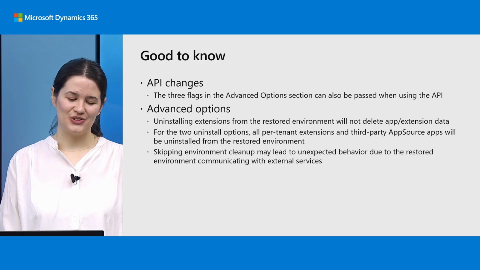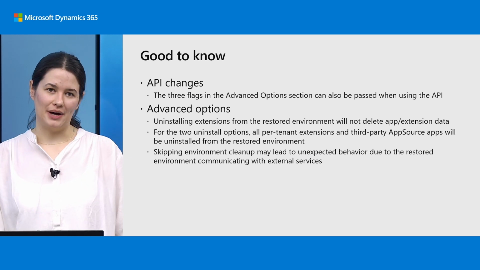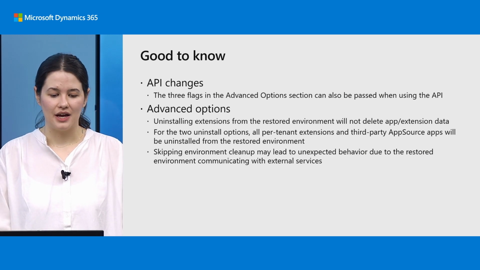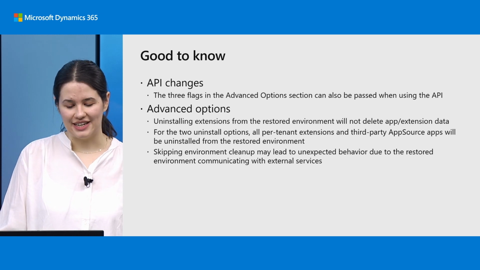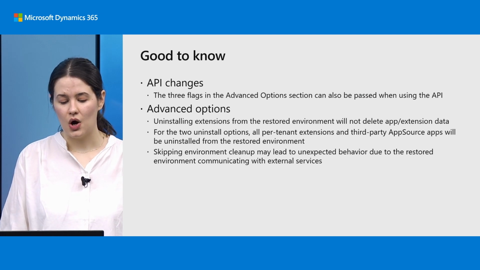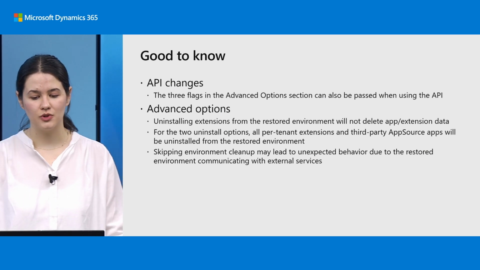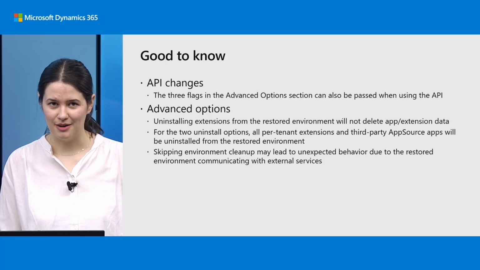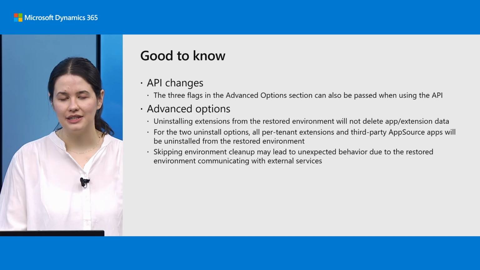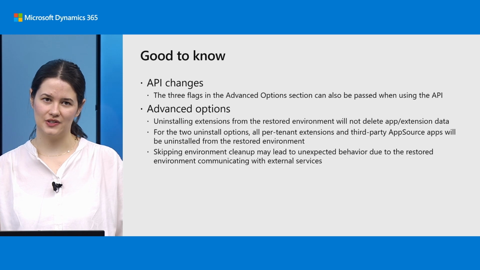A few things that are good to know is that you can use the 3 new flags in the Advanced Options section by passing them through the API. You should be aware that uninstalling extensions from the restored environment will not delete the app or extension data. Also, for the 2 uninstall options, all per-tenant extensions and third-party app source apps will be uninstalled from the restored environment and not just the ones that fail to compile. If you choose to skip environment cleanup, then you should be aware that this may lead to unexpected behavior due to the restored environment communicating with external services.